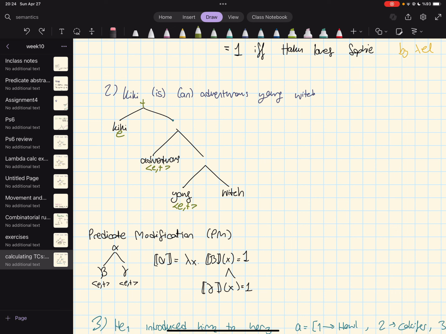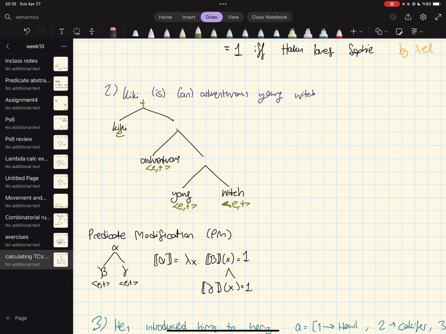Kiki is a witch. When we say that, it also denotes, it is also of type ET, a function of type ET. And the reason for that is because it takes an entity, just like adjectives, it takes an entity and it returns a truth value. It takes Kiki as its argument and it returns 0 if Kiki is not a witch, and it returns 1 if Kiki is a witch. So this is the way it is.